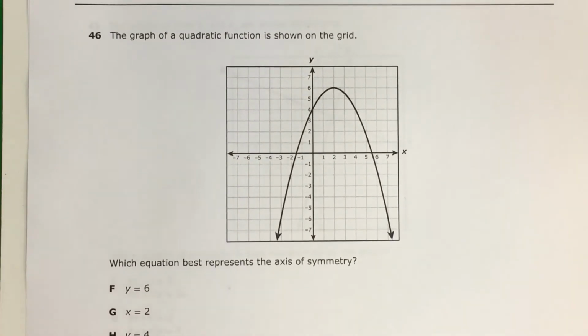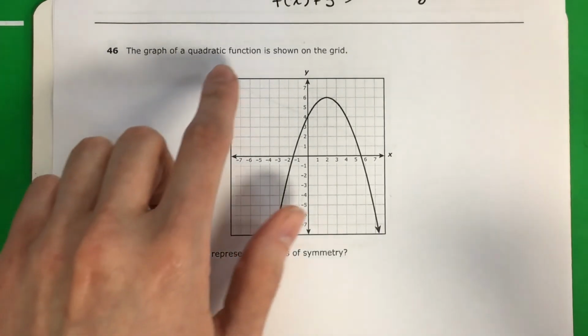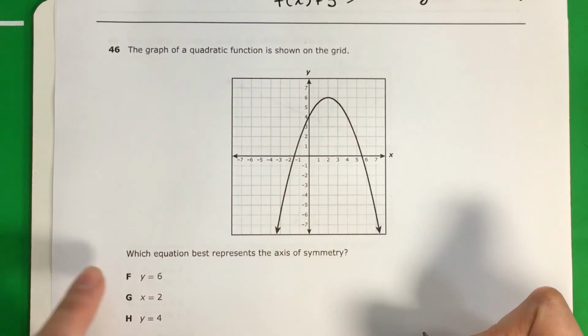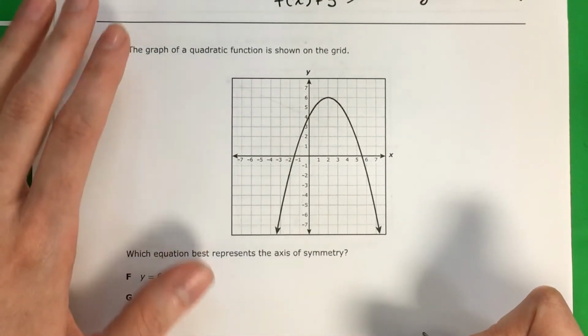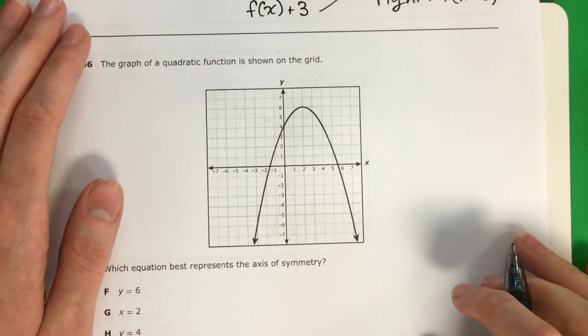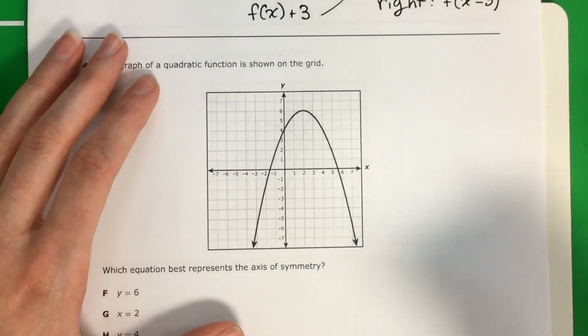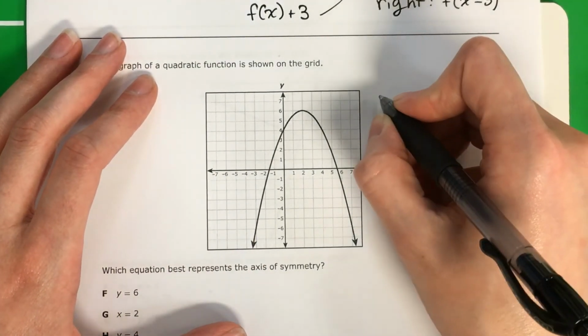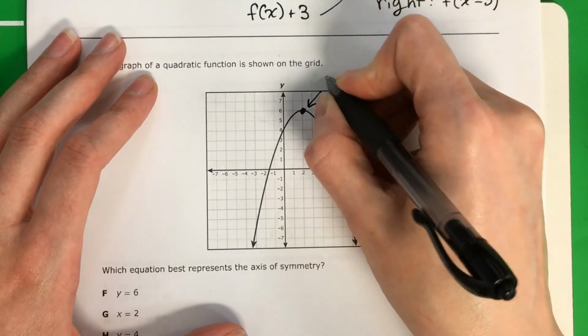Number 46. The graph of a quadratic function is shown on the grid. Which equation best represents the axis of symmetry? Okay, so here I have a quadratic function or a parabola, and I'm going to do the whole thing out for you so it's easy for you to understand. Okay, so we're going to find the most important point, which is the vertex.